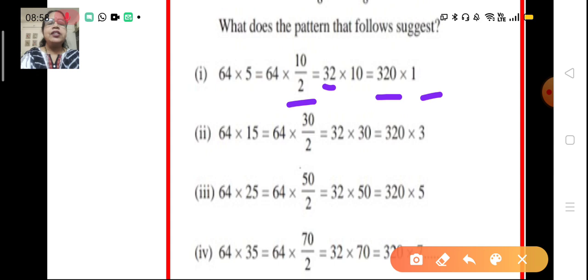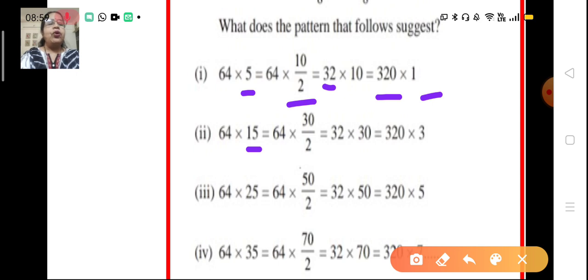Multiplied by 1, we can write, isn't it? This is to show a certain pattern. Now, coming to the next one, 64 multiplied by 15. Now, you can see what is the difference between 5 and 15? It is 10.